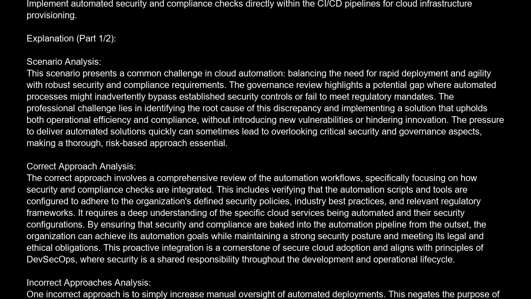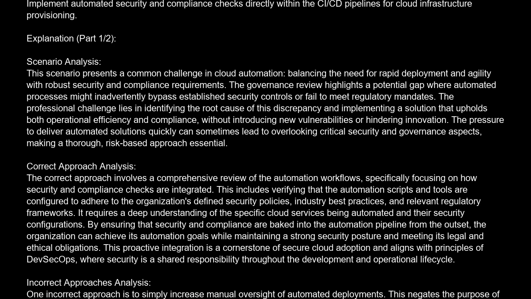The correct approach involves a comprehensive review of the automation workflows, specifically focusing on how security and compliance checks are integrated. This includes verifying that the automation scripts and tools are configured to adhere to the organization's defined security policies, industry best practices, and relevant regulatory frameworks. It requires a deep understanding of the specific cloud services being automated and their security configurations.